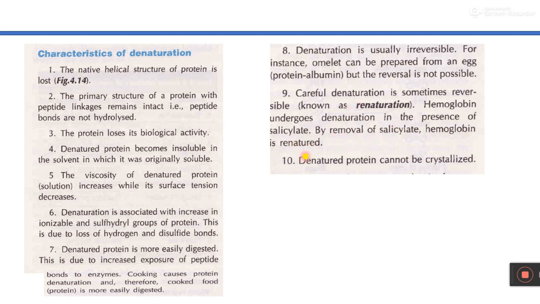And the last characteristic of denaturation is that denatured protein cannot be crystallized. So what is the significance of crystallization of protein? Crystallization of protein is generally used for deriving or identifying the structure of the native protein, that is the functional protein. But since in denaturation we disturb the native structure of the protein, denatured protein cannot be crystallized.